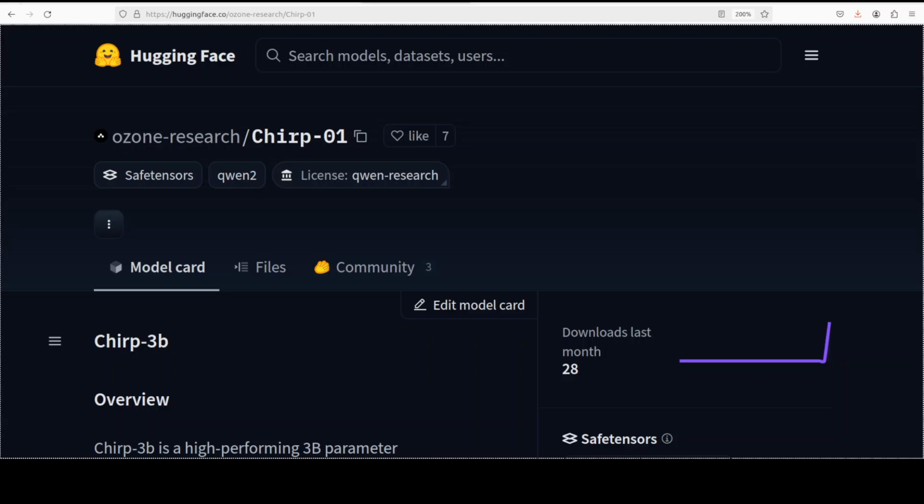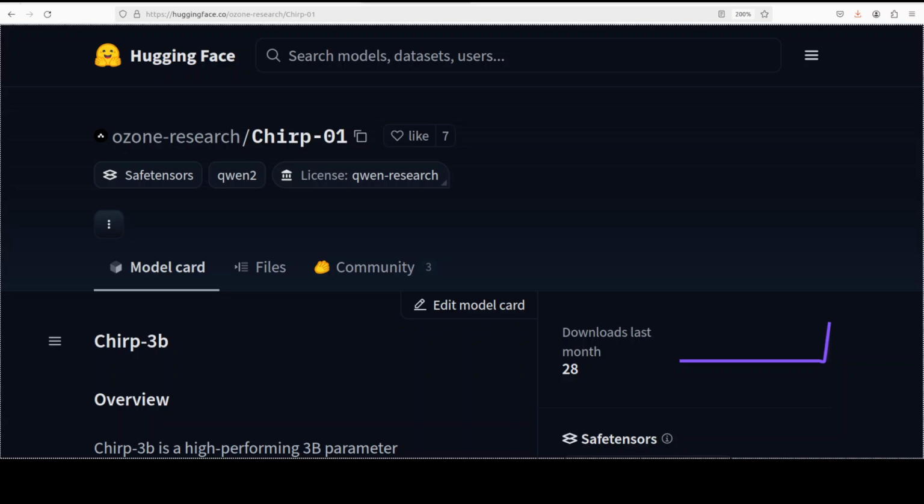So Chirp 3 billion is a high performing 3 billion parameter model that has been trained on 50 million tokens distilled from GPT-4o. This model is a fine-tuned version of Qwen 2.5 3 billion instruct. So pretty interesting to see that open source Alibaba's model is being trained on closed OpenAI's GPT-4o. So let's see how it works.